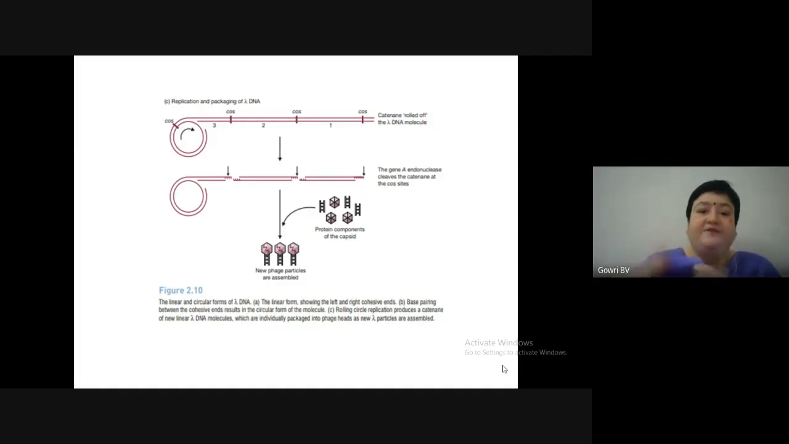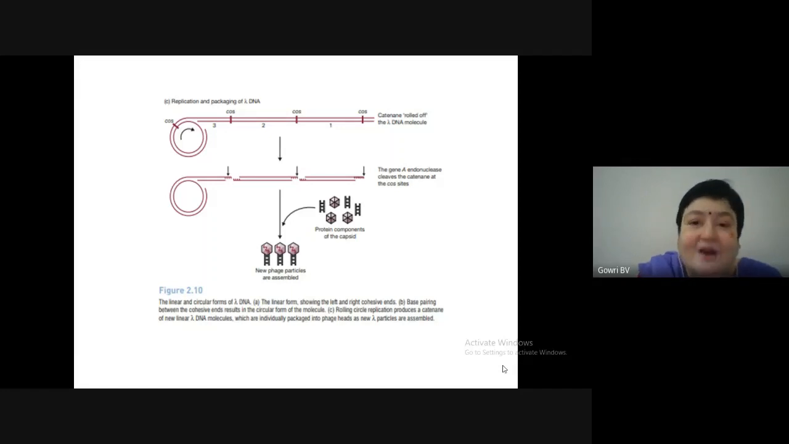In the first, topmost picture, you have the rolling circle mechanism of replication. The entire DNA strand with more than one cos site rolling off from the template lambda DNA is called a catenane. A catenane is a region that has more than one cos site. Now what happens in picture 2 down?